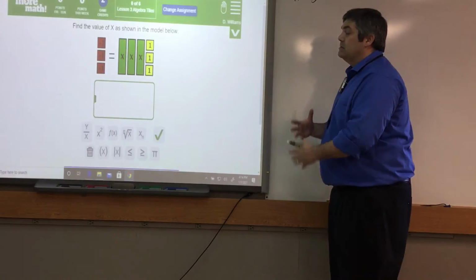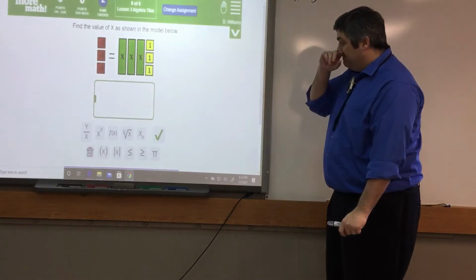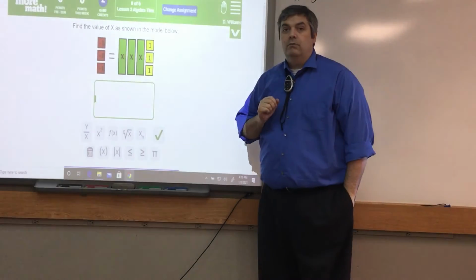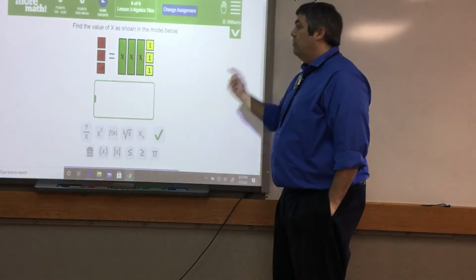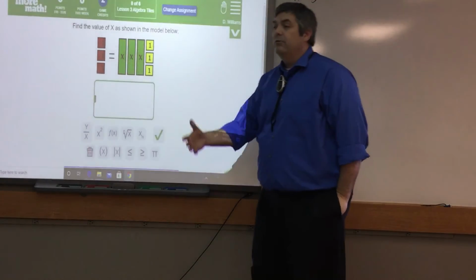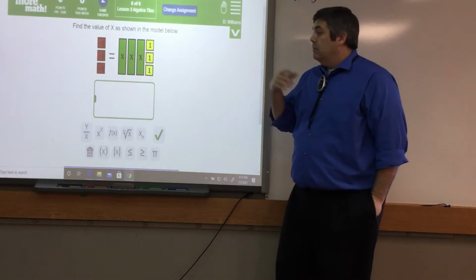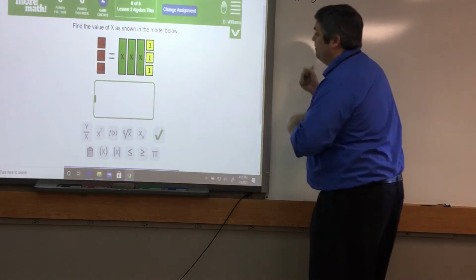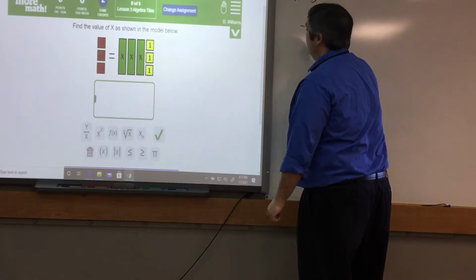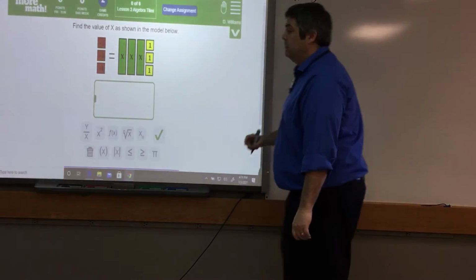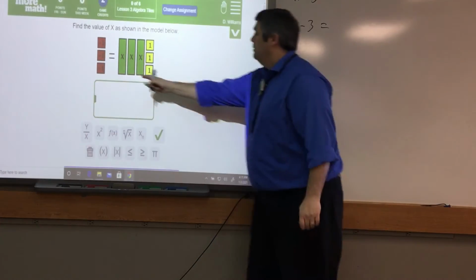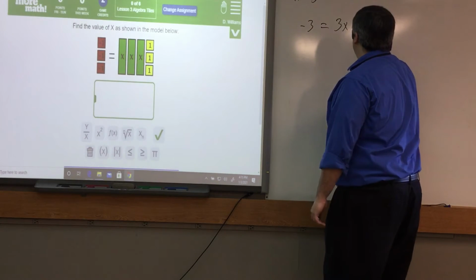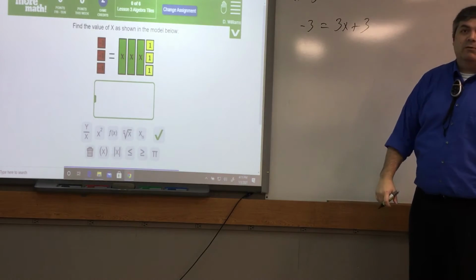Now sometimes they're going to say, give me the equation, or they're going to say, solve for x, find the value of x. It just depends on what you're looking at. So here we're going to set it up. Negative 3, because there are 3 negatives here, equals 3x plus 3. And now I solve my equation from here.